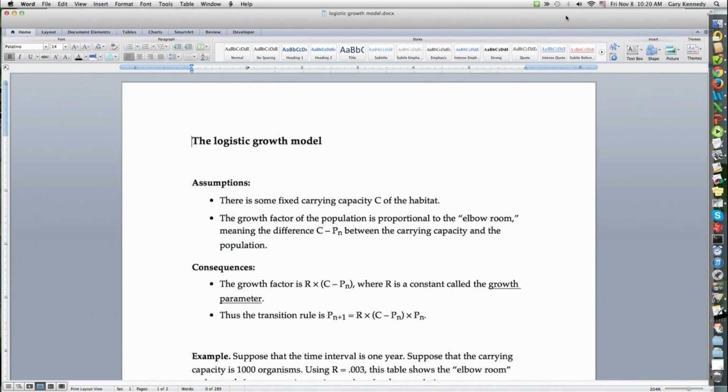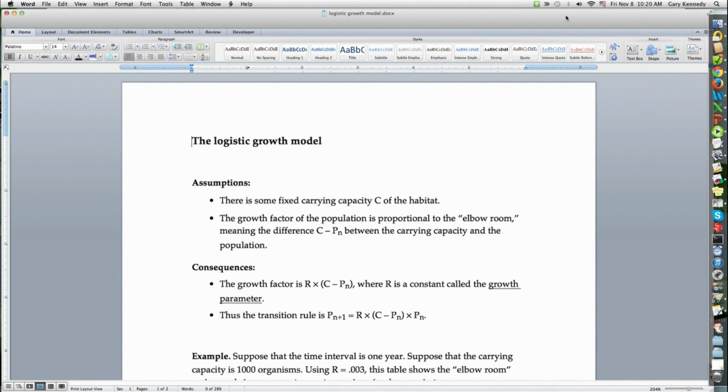We assume that there is a fixed capacity. You might think of it as an upper bound for the habitat, and then that the factor by which you grow is proportional to how much room there still is to grow. Now, the consequences of those assumptions are, first of all, that this growth factor, which we said was supposed to be proportional to the elbow room, must be, in fact, some constant times the elbow room. So the growth factor is a number r times c minus pn, where r is a constant that we're going to call the growth parameter.